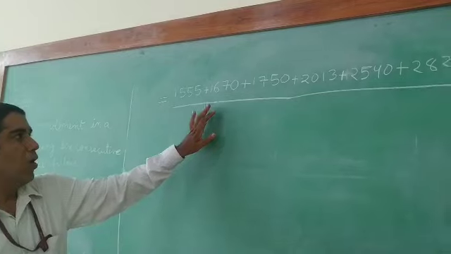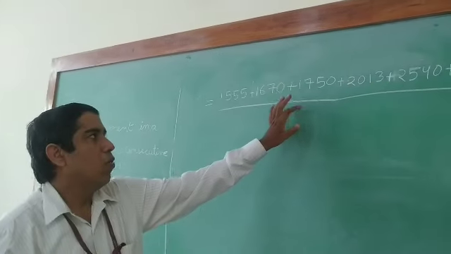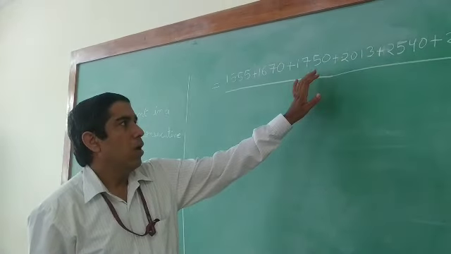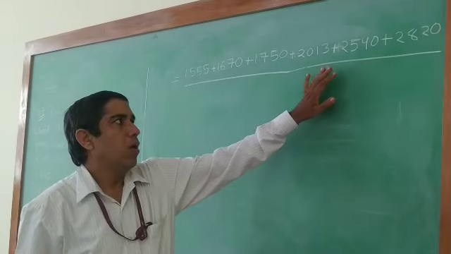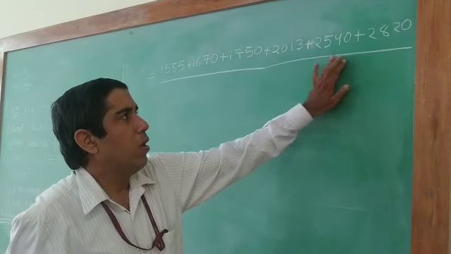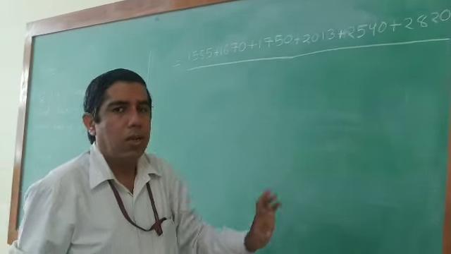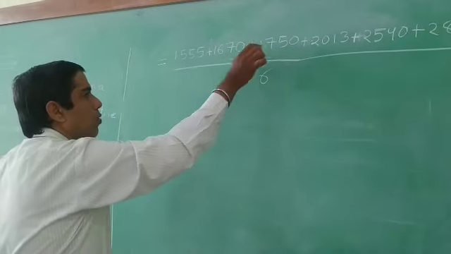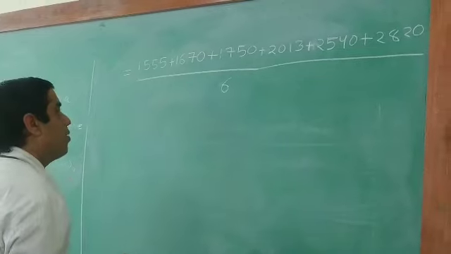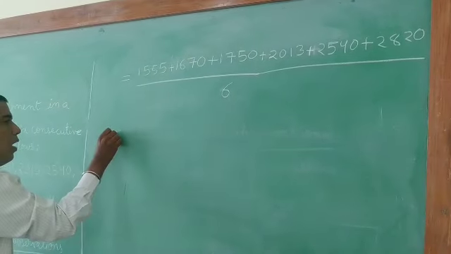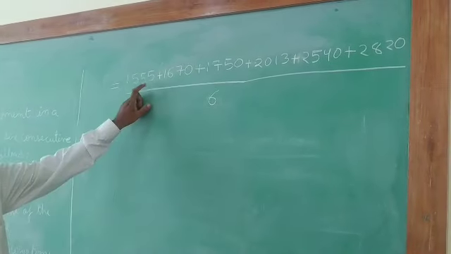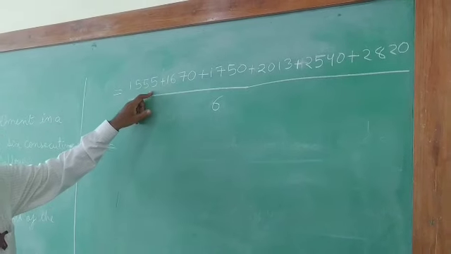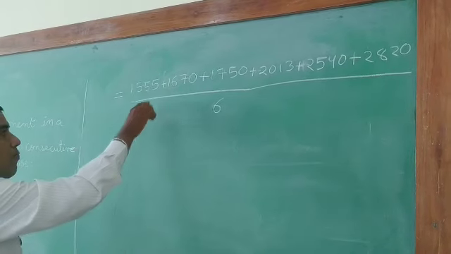It is 1555, 1670, 1750, 2013, 2540, 2820. Divided by what here? I divide by 6. Why 6? Because the number of entries, how many? 6 are there. Now I will do the totaling. We will start from the unit place and do it normally. Don't be fast, so mistakes may happen.